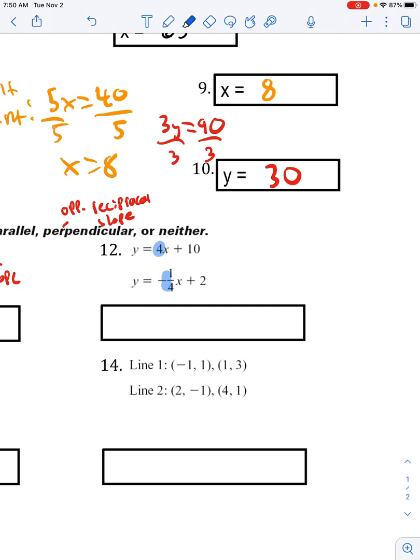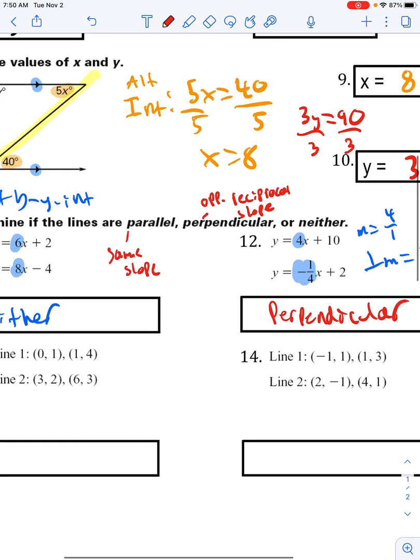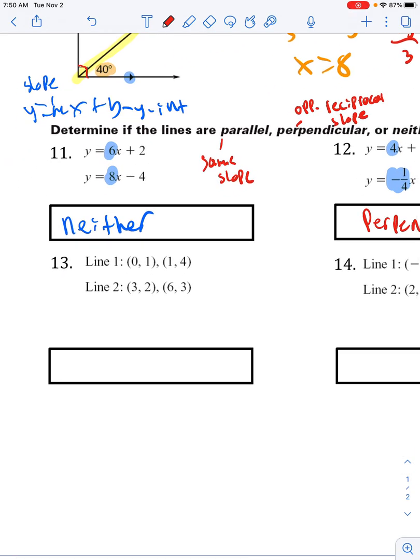This one over here has a slope of 4, and this one has a slope of negative 1/4. Remember, if your slope is 4, that's the same thing as 4 over 1. So your perpendicular slope would be the opposite sign, positive becomes negative, and then I flip the top and the bottom number. So I would say that those are perpendicular because they are opposite reciprocals.